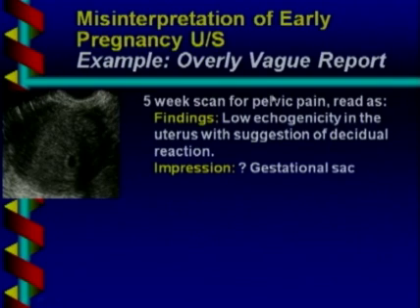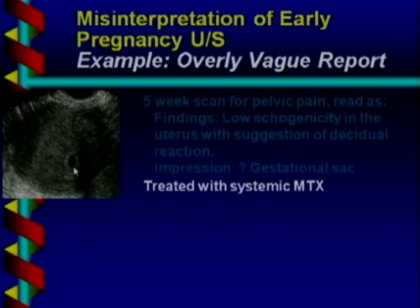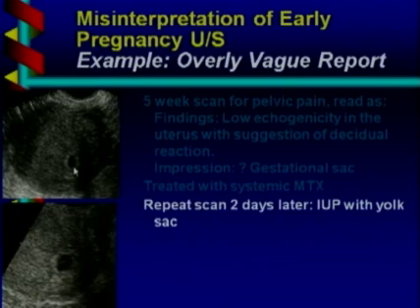This is another similar example. A woman had a 5-week scan for pelvic pain, and this was seen. The reading was, I'm not sure what it is, and because of that, she was given systemic methotrexate. On a repeat scan just 2 days later, a yolk sac was seen, meaning that this is an intrauterine pregnancy, but again, like the last case, this intrauterine pregnancy had been damaged 2 days earlier with methotrexate because of a misreading of this scan.